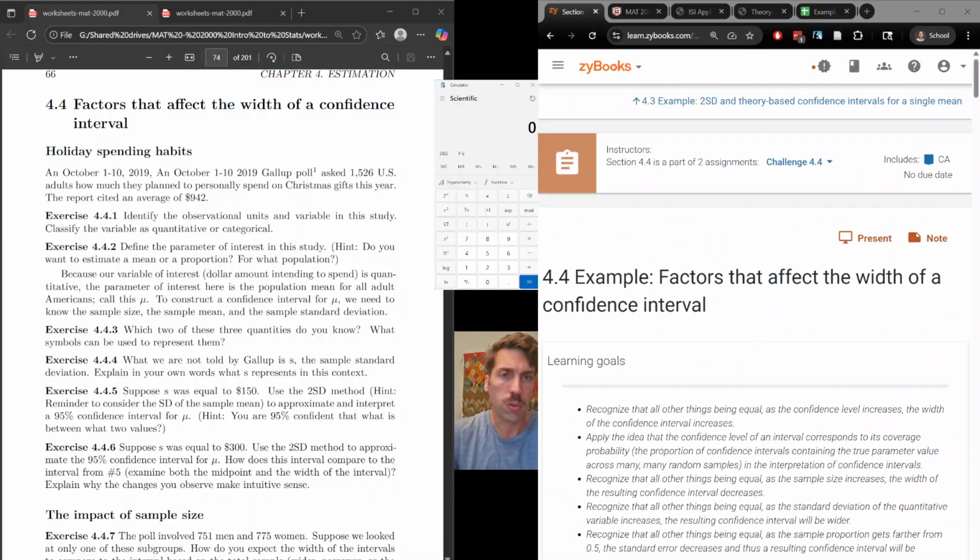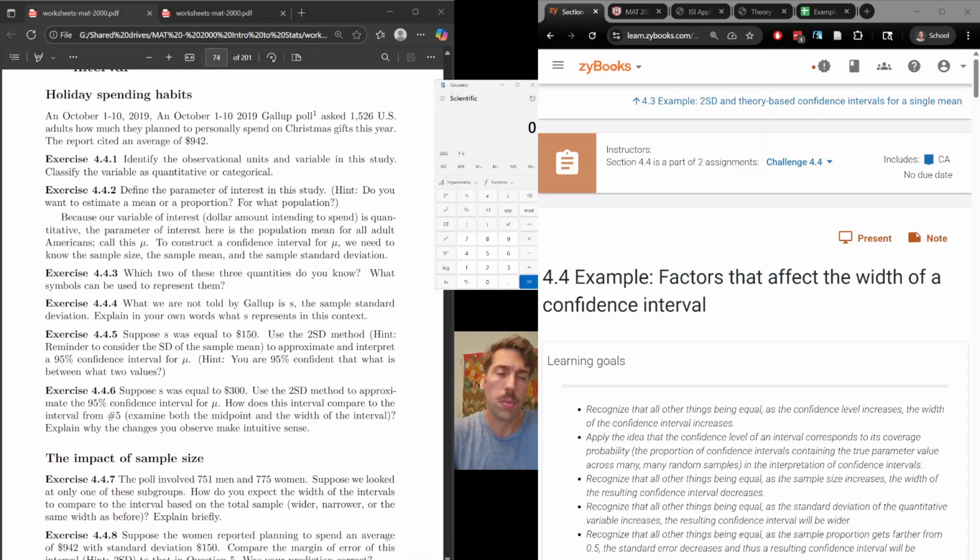So for the worksheet, we're going to look at a result from a Gallup poll from 2019. It asked 1,526 U.S. adults how much they plan to personally spend on Christmas gifts this year. So the reported average was $942. So identify the observational units and the variable in the study. Classify the variable as quantitative or categorical. Okay, so let's review. Define the parameter of interest in the study.